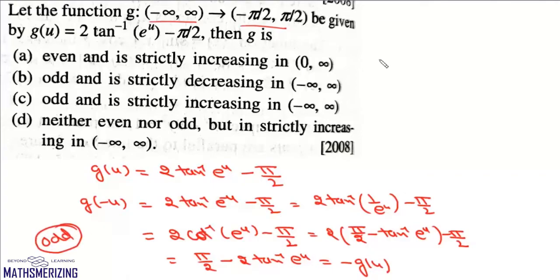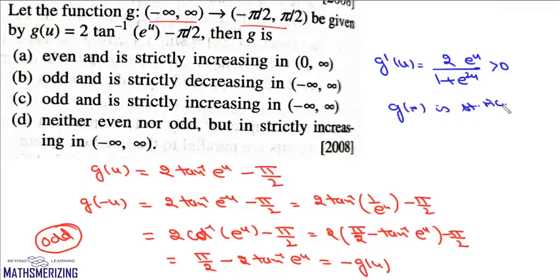Now if we differentiate this function, we can write g dash u as 2 upon 1 plus e to the power 2u into e to the power u, and it is greater than 0. So that means g(x) is strictly increasing. So this function is strictly increasing, and here the question is to find the value of x greater than 1 for which this function is increasing and decreasing.